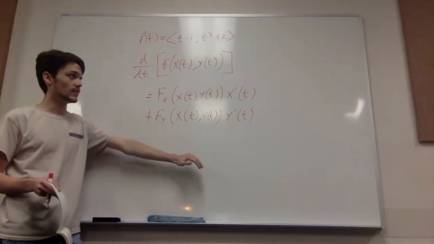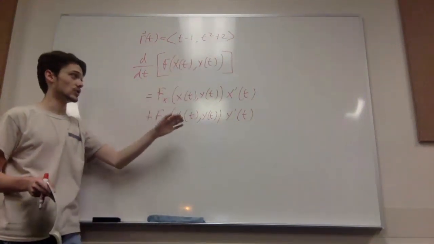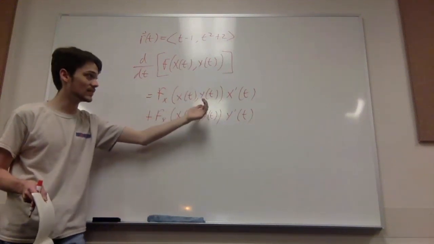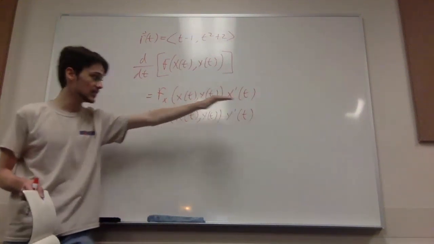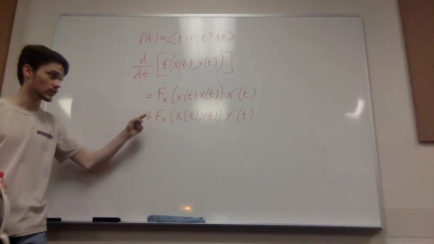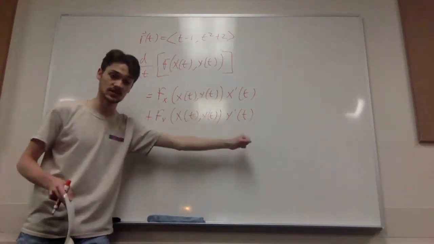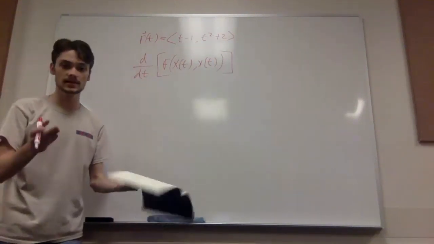meaning that the derivative of this vector-valued function is going to equal the partial derivative of f with respect to x, at x of t comma y of t, times x prime of t, plus the partial derivative with respect to y, at x of t comma y of t, times y prime of t, which can be written in one last form.